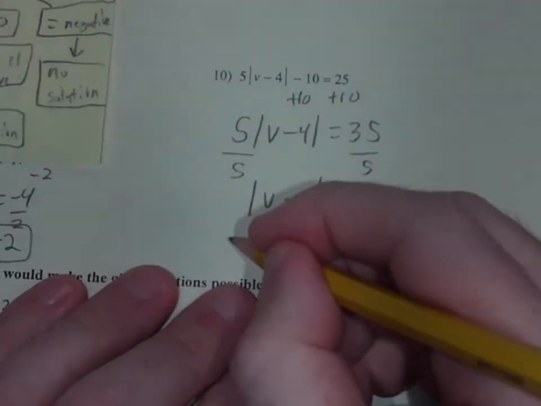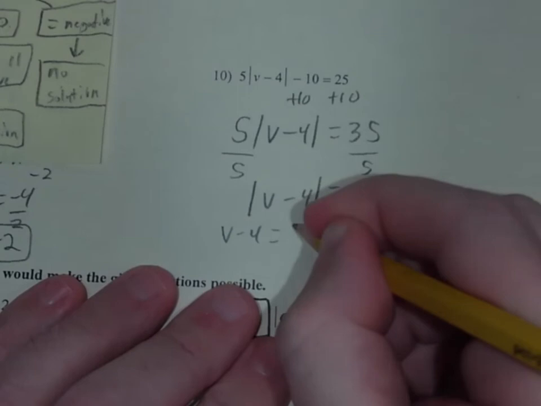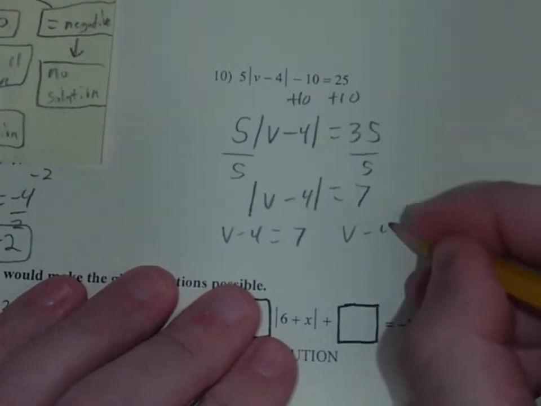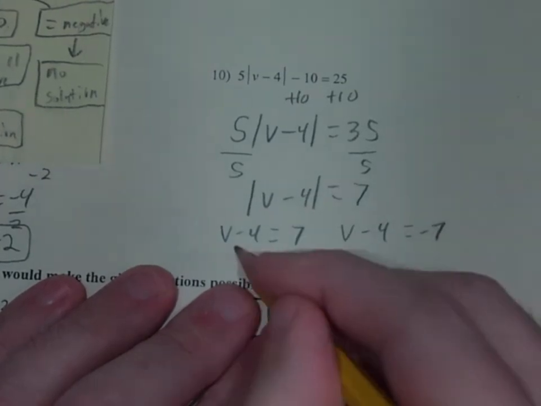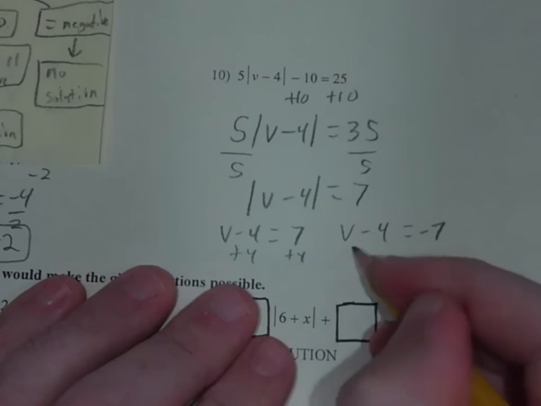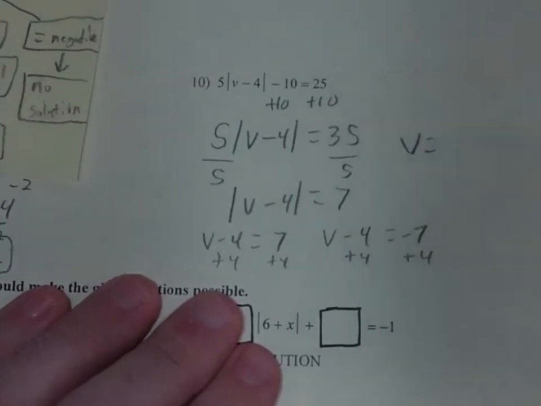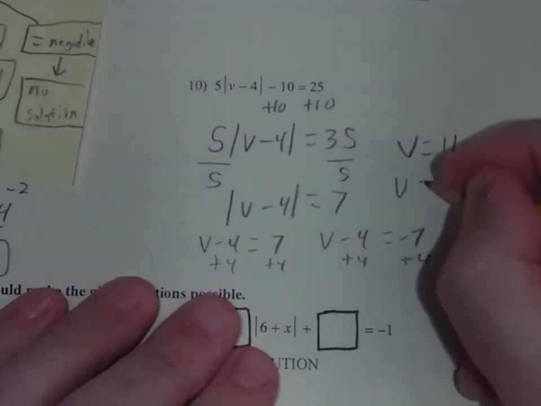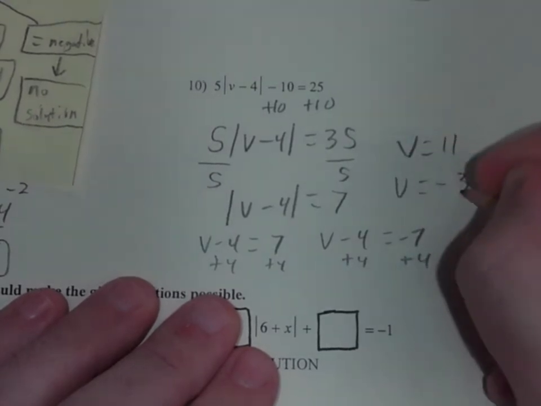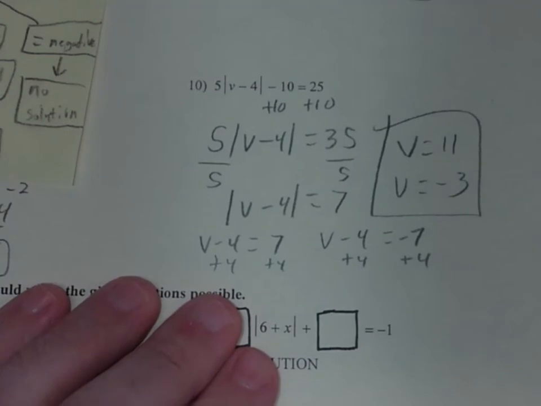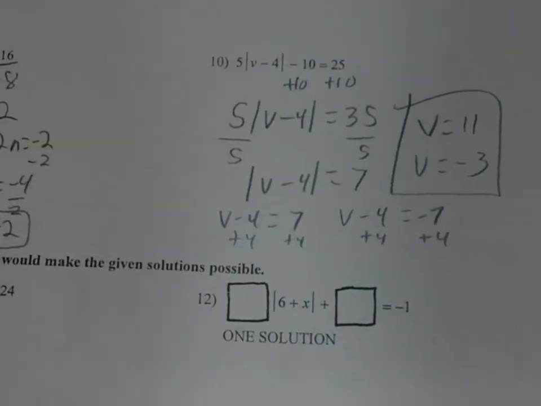Okay? Then you split it. V minus 4 could either equal positive 7, or v minus 4 could equal negative 7. And you just add 4 to solve both of those. So v could either equal 11 or v could equal negative 3. And that's your answer for the normal absolute value equations.